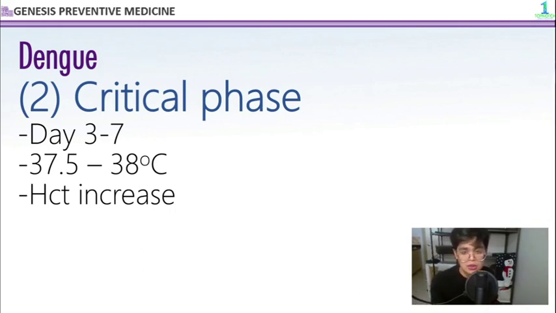Increase in hematocrit occurs because there is increased capillary permeability across the body, which allows the fluid to permeate into interstitial spaces and into third spaces.